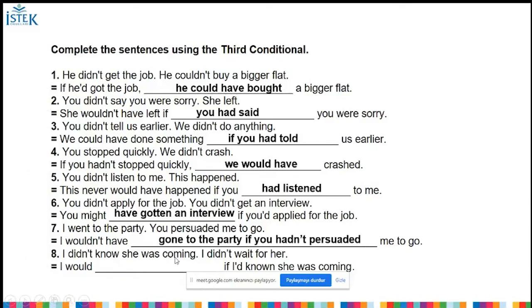I didn't know she was coming. I didn't wait for her. I would have waited for her if I, one tense back, and affirmative, had known she was coming. I would have waited for her if I had known she was coming.